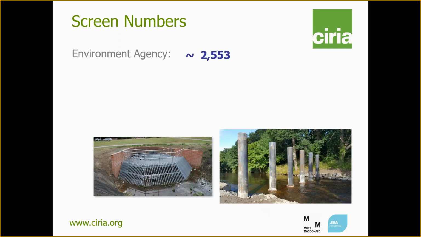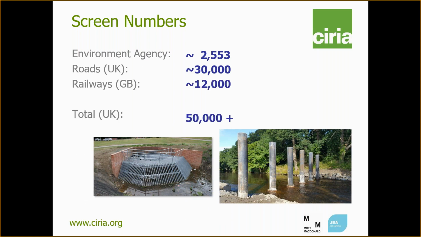In terms of screens, the Environment Agency is responsible for 2,500 in England. The road network has approximately 30,000 of them. The railway is about 12,000, and so we must have at least 50,000 in the UK, and presumably considerably more.